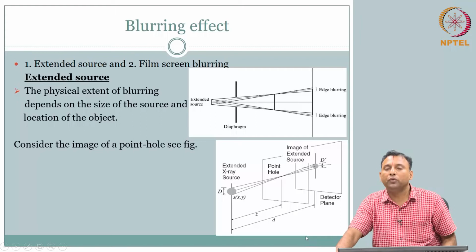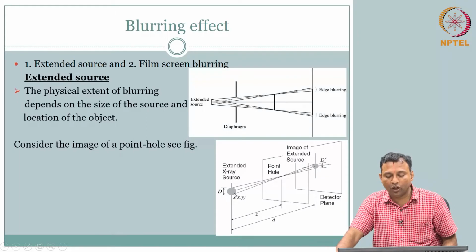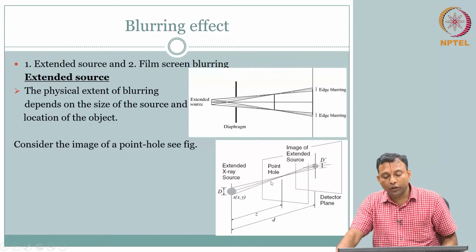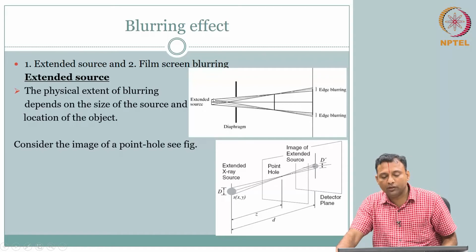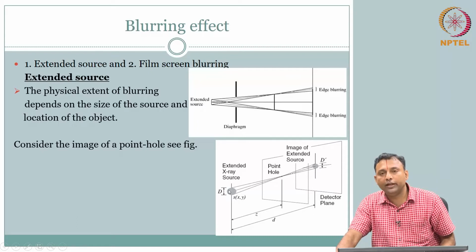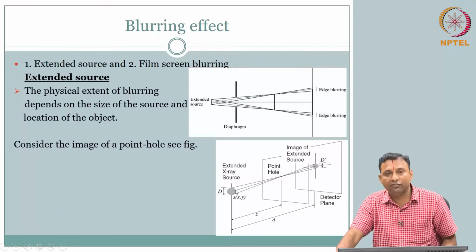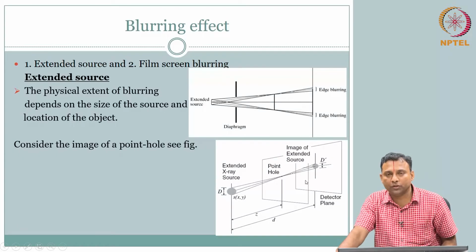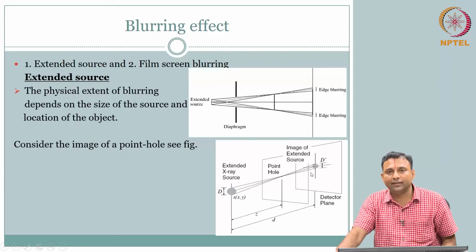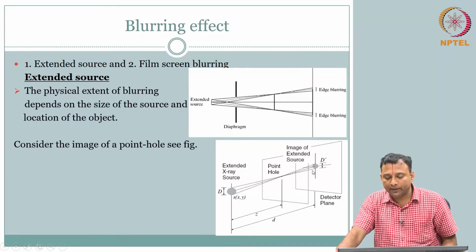Now what you notice is that the source is of finite dimension, capital D. We talked about this, the ray going from the bottom and the top. This is going to go through the hole and come here, and this is going to go through the hole and come here. So what are you going to get? In the detector, you are going to get a version of the source, a copy of the source. Of course, it is going to be scaled. It is not going to be of the same size.